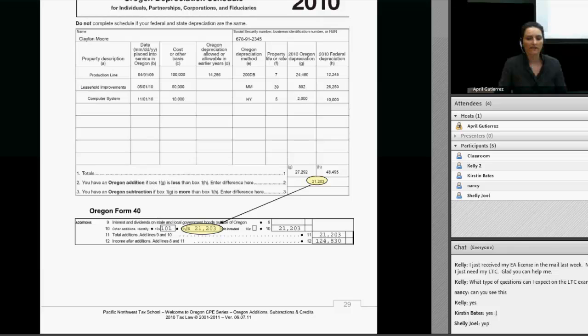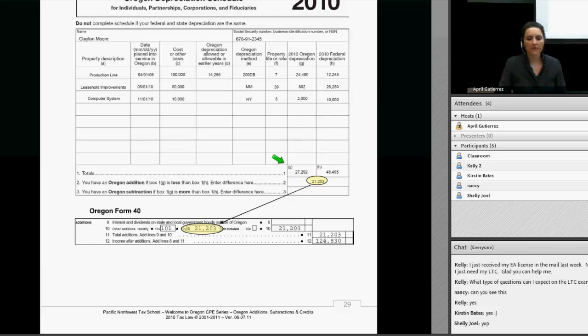And let's look at the 2010 schedule. We'll see the production line that the Oregon depreciation in 2010 is higher than the federal depreciation. But then when it comes to the leasehold improvements, Oregon depreciation is actually much lower, only $802 of depreciation allowed by Oregon on the leasehold improvements. Compare that to $26,250 allowed at the federal level. And then on the computer system, $2,000 is the most we'll get out of Oregon. 200% declining balance gives us $2,000 compared to $10,000 on the federal.